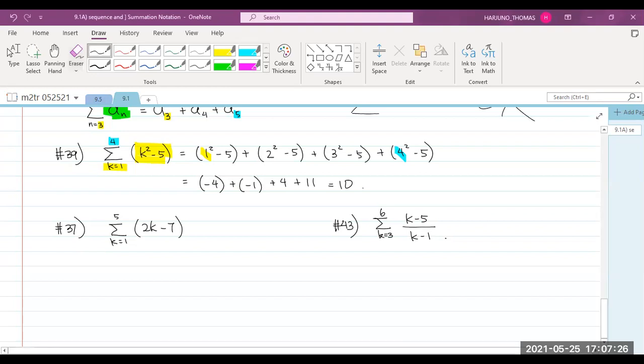So this is when k equals 1, plus when k equals 2, when k equals 3, when k equals 4, when k equals 5. That's -5 plus -3 plus -1 plus 1 plus 3. Oh, that's -5. Not too bad, huh?